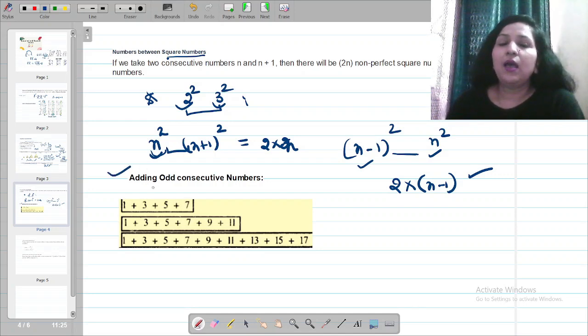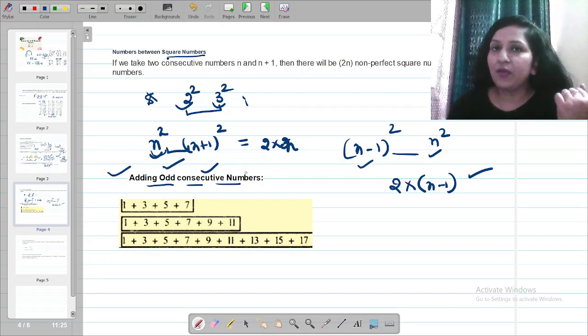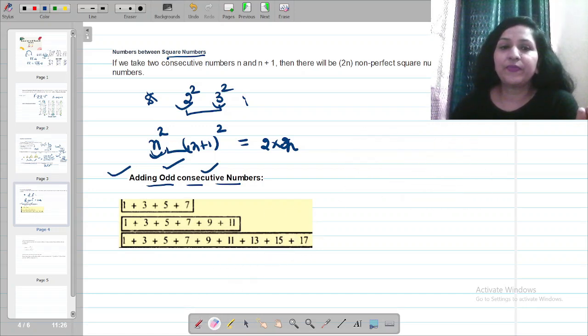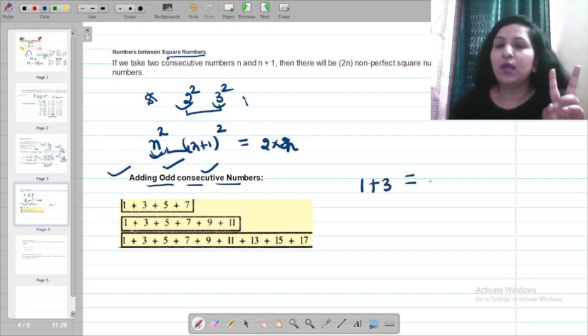Coming to the next thing. When we are adding odd consecutive numbers, two things are there. It has to be odd. Consecutive means one after the other. When you are adding odd consecutive numbers, without actually adding the numbers, you can make out what will be the sum of this series. So have a look first. 1 and 3. 1 plus 3. How many consecutive odd numbers have I taken? Only 2. So answer is 2 square. It is 4. Of course, 1 plus 3 is 4.